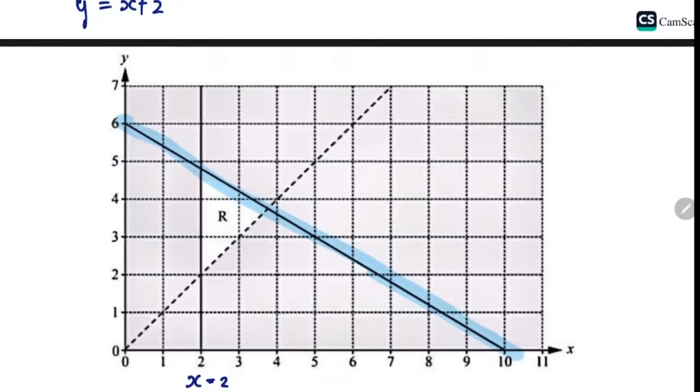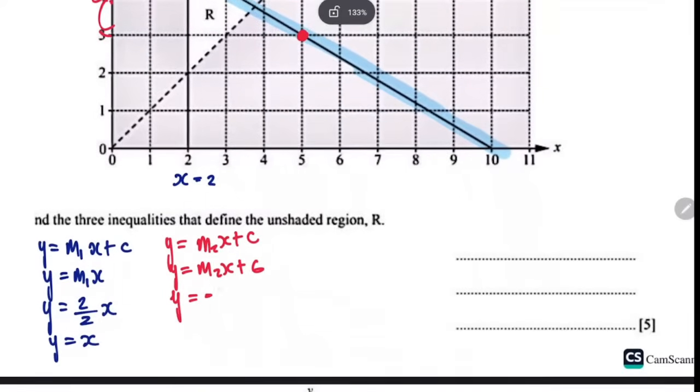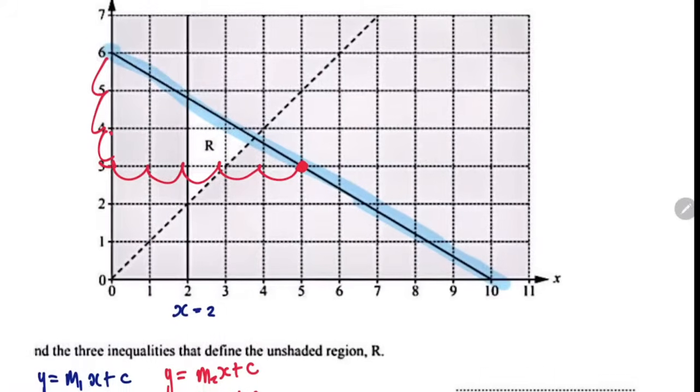Let's just say this one. This is a very nice point. How many steps did it move in the y? 1, 2, 3. It moved 3 steps in the y. So it's negative. Then you say the steps in the y, 3, divided by the steps in the x, 1, 2, 3, 4, 5, divided by 5. So negative 3 over 5x plus 6. Did you see?